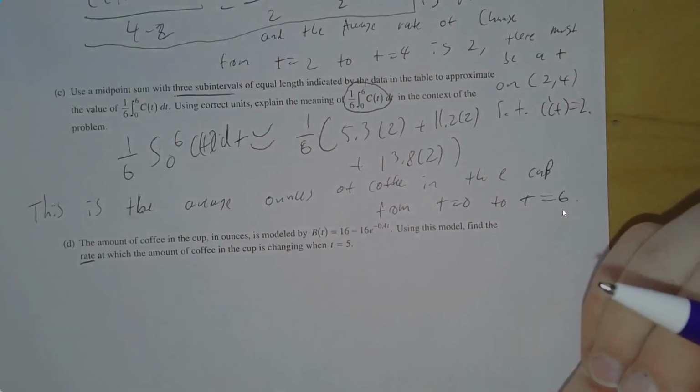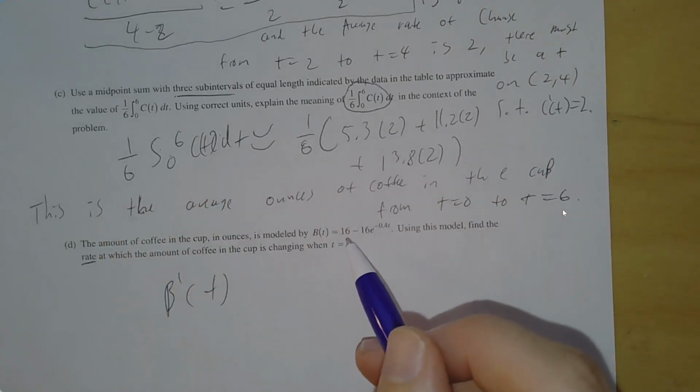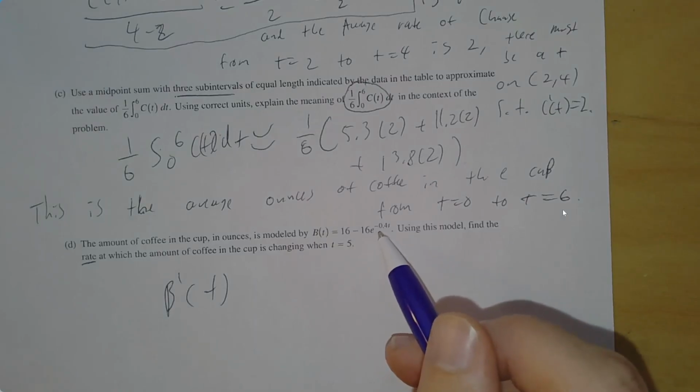You see the word rate. It's changing at t equals 5. It's a derivative, guys. It wants a derivative. We need to find b prime of t. So the derivative of 16 is nothing. The derivative of negative 16e to the negative 0.4t.